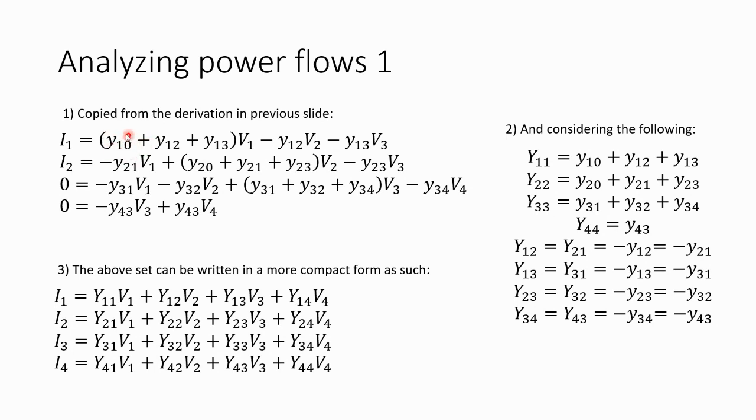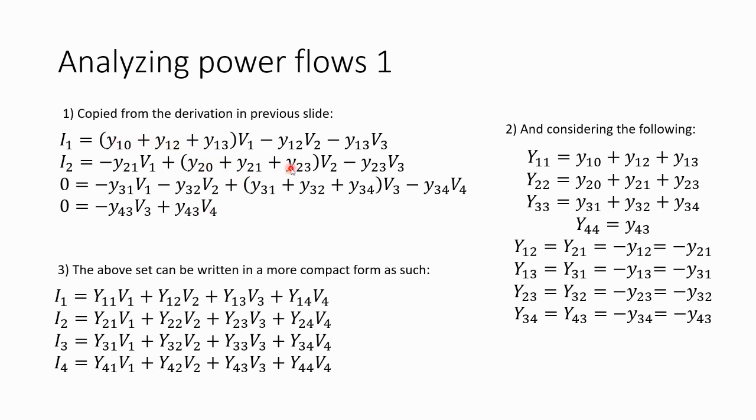Recall that Y10 is the branch connecting from bus 1 to ground, Y12 is the branch connecting bus 1 to bus 2, Y13 is the branch connecting bus 1 to 3, which are all the branches connecting to bus 1. And if I take the third equation, for example, Y31, Y32, and Y34 are all the 3 branches that are connected to bus 3. And remember that bus number 4 has only one branch connected to it, which is branch Y43.